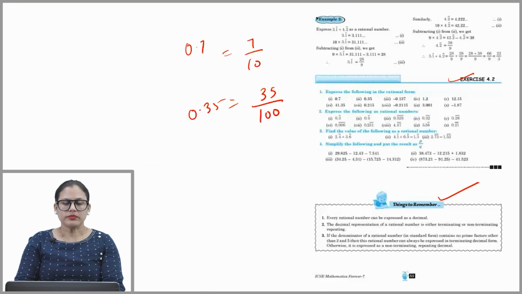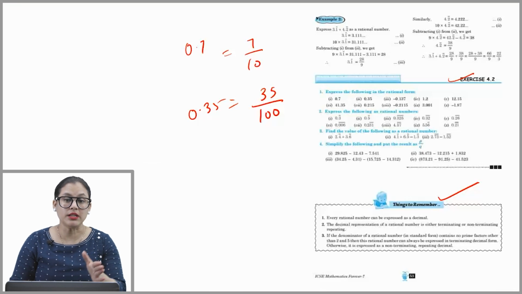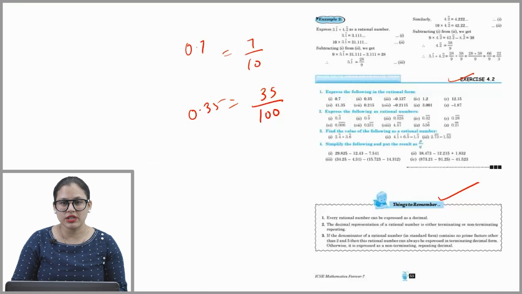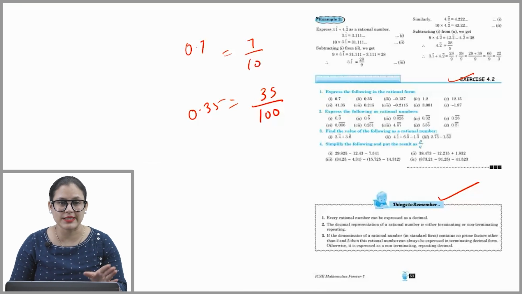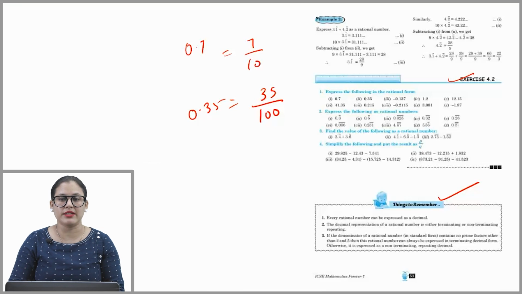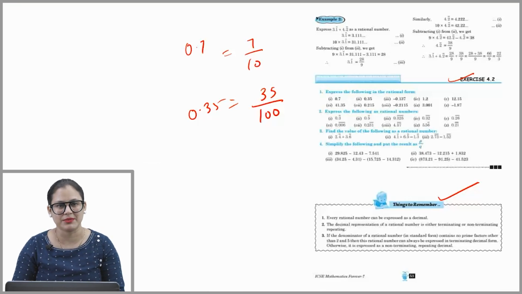Things to remember. 1. Every rational number can be expressed as a decimal. 2. The decimal representation of a rational number is either terminating or non-terminating repeating. 3. If the denominator of a rational number contains no prime factors other than 2 and 5, then this rational number can always be expressed in terminating decimal form. Otherwise, it is expressed as a non-terminating repeating decimal.